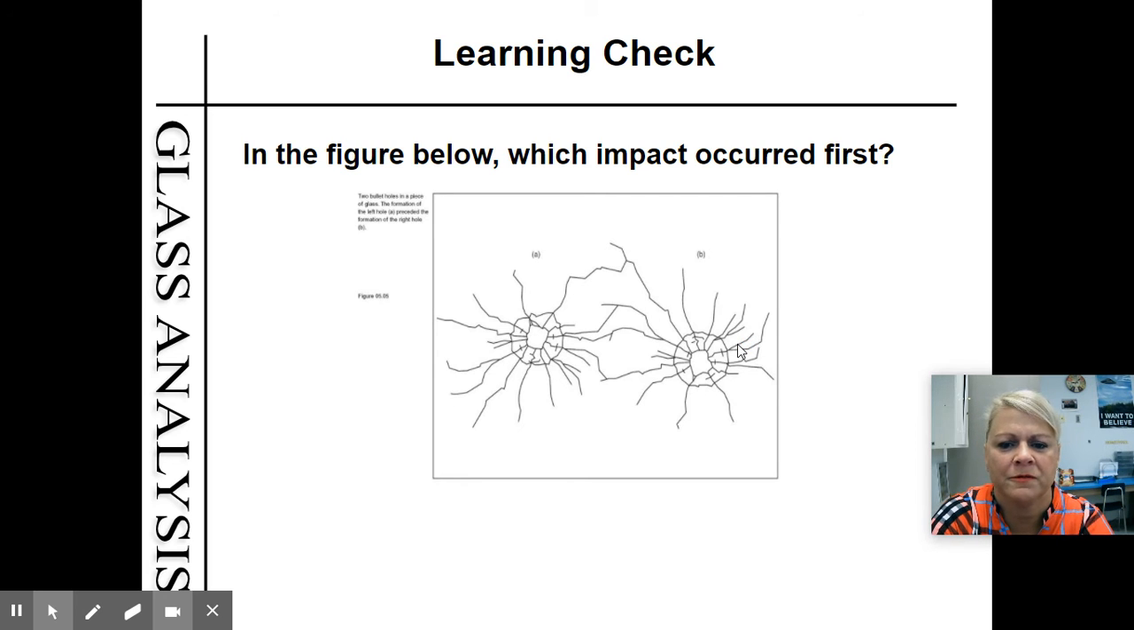Now, same for this one. Can you guys figure out if it was A or B? Okay, so B would have occurred first.